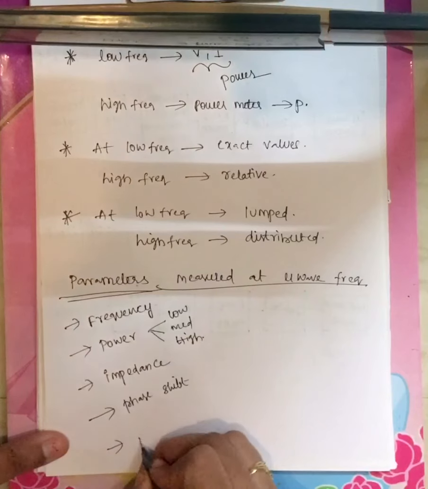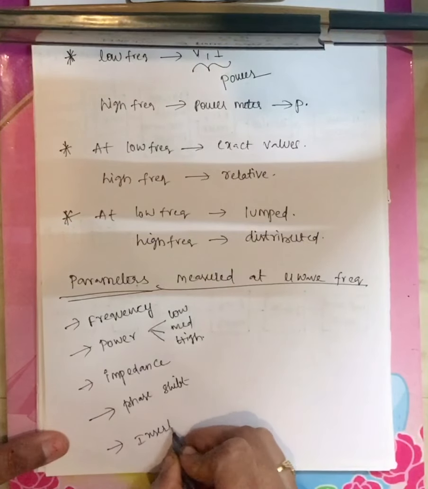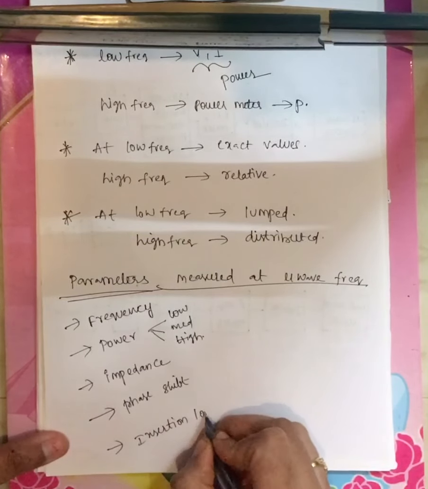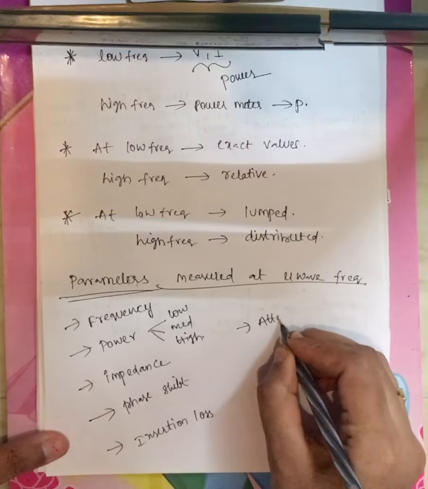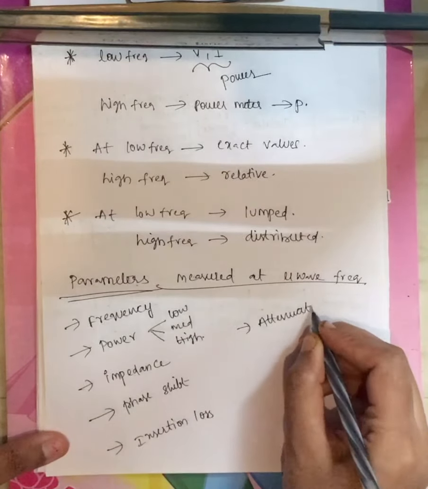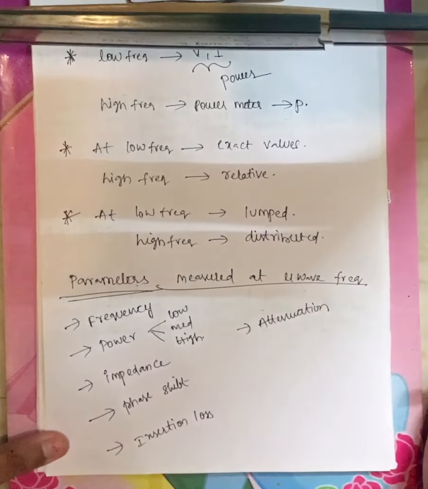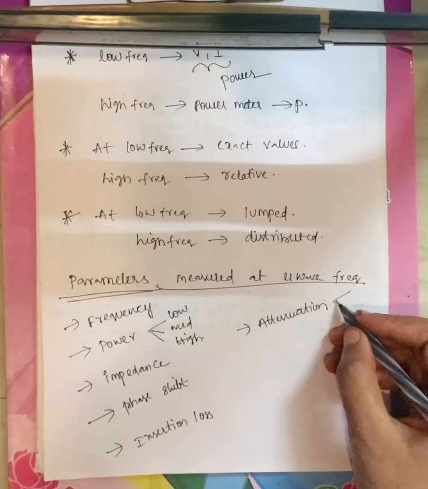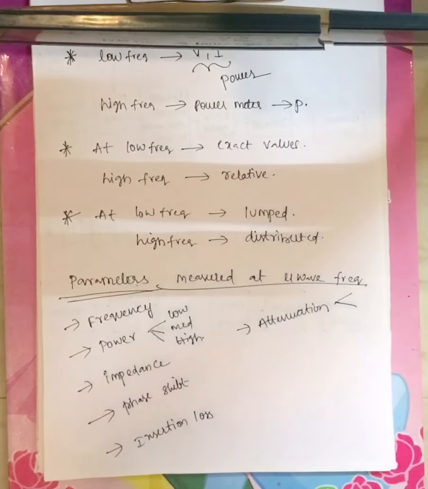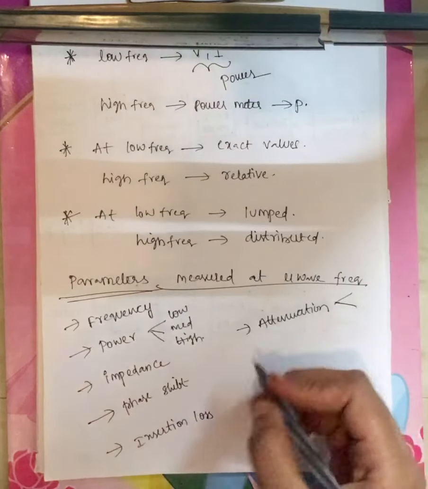And next one is insertion loss. Insertion loss can also be measured at your microwave frequencies. And next one is attenuation, right? See, normal microwave devices exhibit attenuation, that can also be measured. Here also you'll have two different types of methods. One is the power ratio method and another one is the RF substitution method, right?